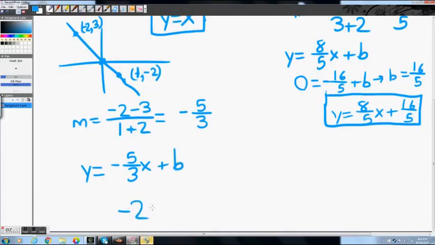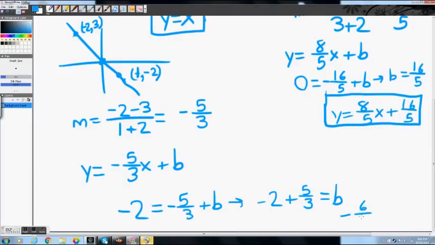So y will be negative 2, x will be 1, if we're going to use this point. So, negative 2 plus 5/3. Well, that's an improper fraction. That doesn't matter. We need to make these denominators alike. So we have negative 6 over 3 plus 5 over 3 is equal to b, and b equals negative 1 over 3.